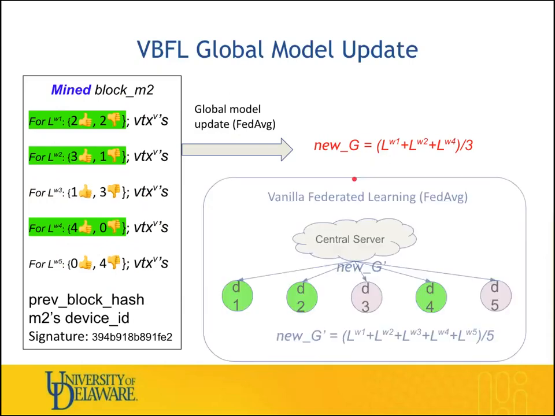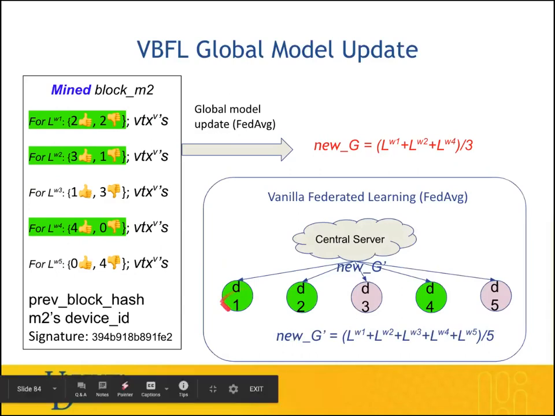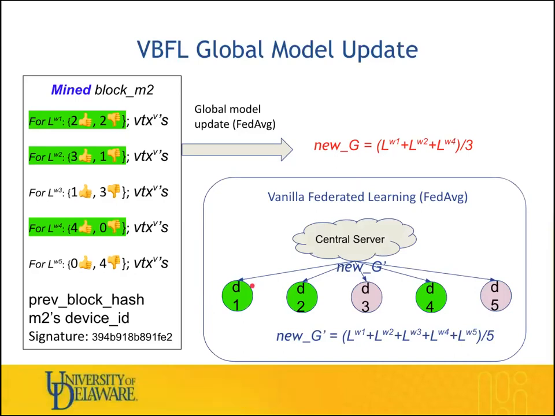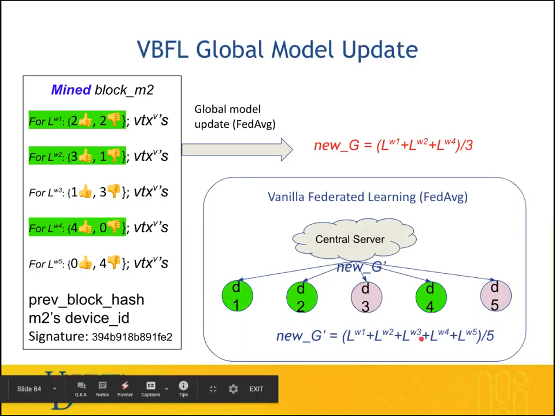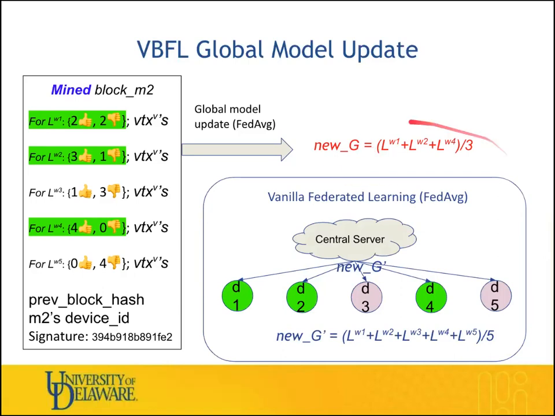Compared to vanilla federated learning, assume these 5 learning devices uploaded the same local model updates, then the new global model, new G prime, sent back by the central server would involve LW3 and LW5, which has a high chance that its quality is not as good as new G constructed under VBFL global model update.